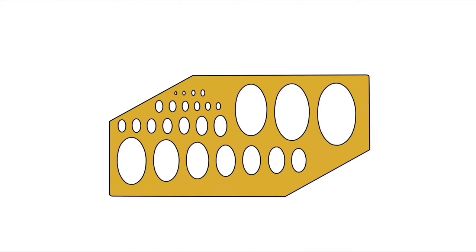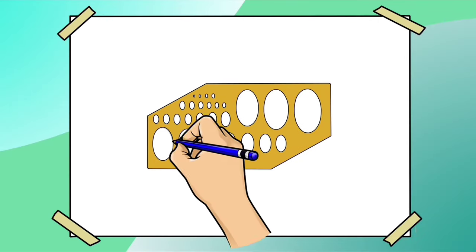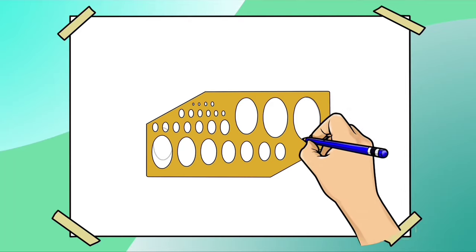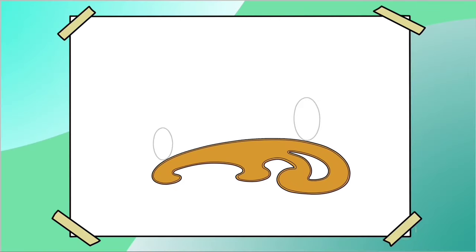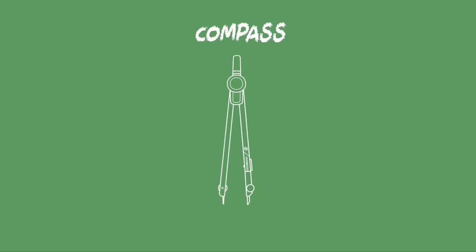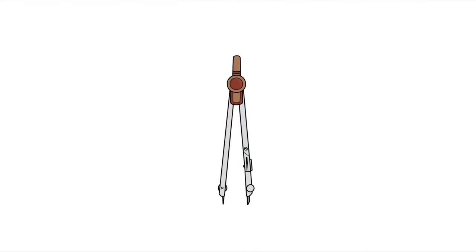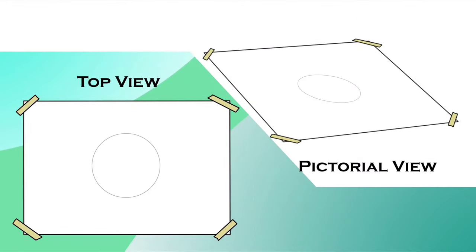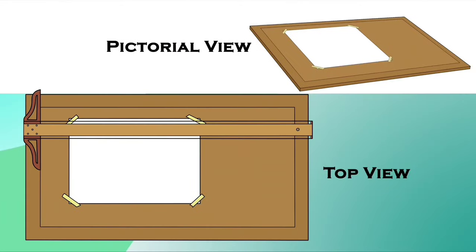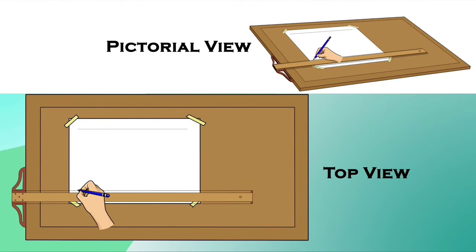Template. Template is used as a guide or pattern in drawing. French curve. French curve is used to draw curves which cannot be drawn by compass. Compass. Compass is used to draw regular curves. T-square. T-square is used as a guide in drawing horizontal lines.